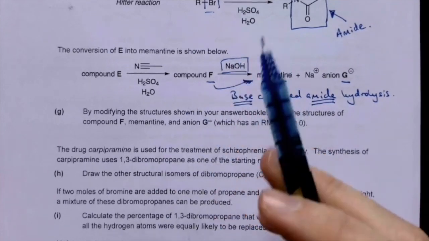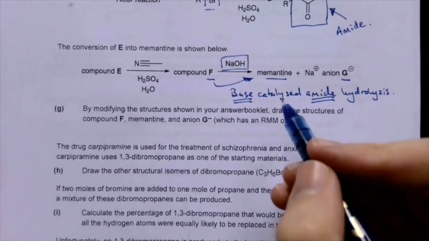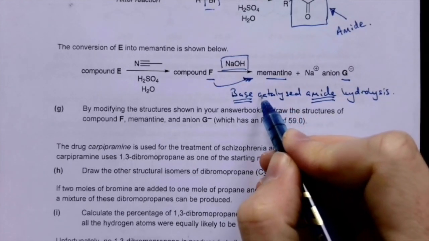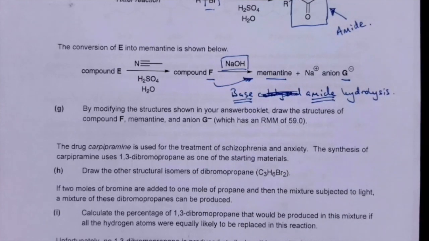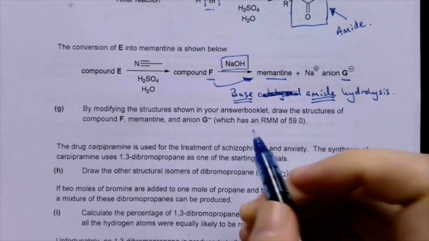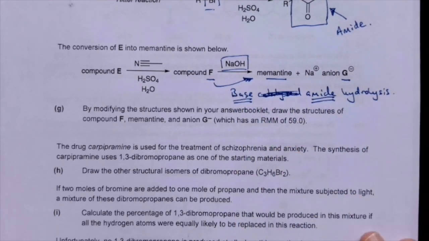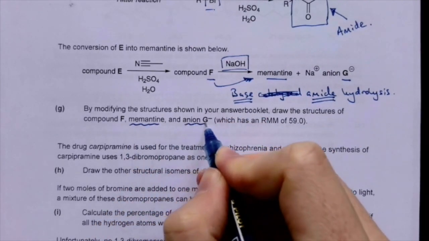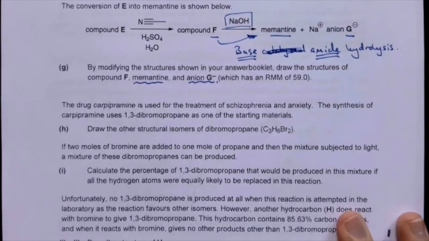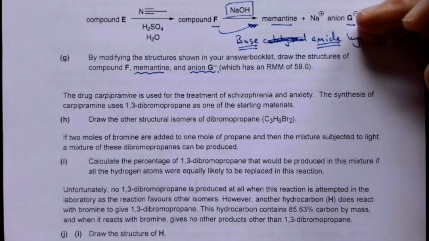I can send you a link to the mechanism for that. Actually, I'm not sure if it would be called base catalyzed. I don't think the base is necessarily reformed at the end. I need to think about that. But it's definitely hydrolysis of an amide in basic conditions. All right, so looking that up should be able to get you memantine and the anion G minus. Once you've done that, you'll probably want to check that you've got the answers to those correct.